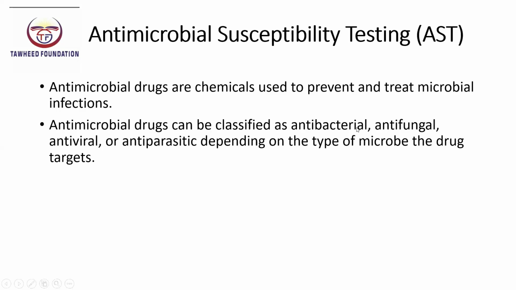So, introduction to antimicrobial drugs. Antimicrobial drugs are substances that kill or inhibit the growth of microorganisms. These agents are classified based on their target organisms. Antibacterials target bacteria, antifungals target fungi, antivirals target viruses, and antiparasitics target parasitic infections. This classification helps guide therapeutic use according to the type of infection.